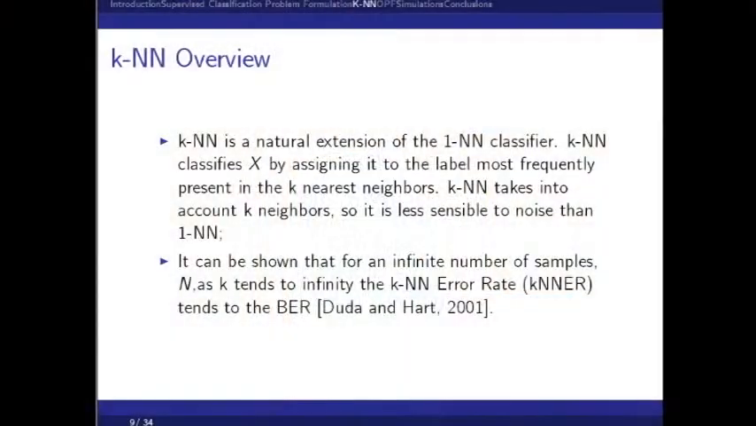The KNN classifier is a natural extension of the 1NN classifier, and it classifies x by assigning it to the label most frequently present in the k nearest neighbors. KNN takes into account k neighbors, so it's less sensitive to noise than one nearest neighbor. It was also shown by Duda and Hart that as n tends to infinity and k of the KNN also tends to infinity, the error rate tends to the optimal solution, which is the Bayes error rate.